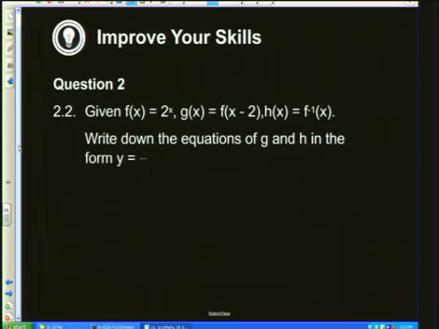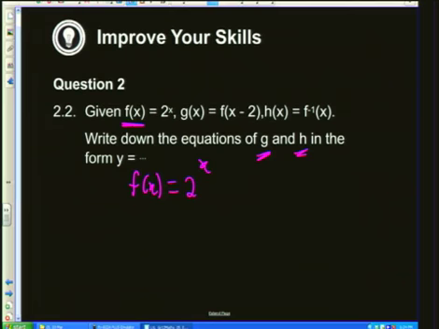Given that f of x equals 2 to exponent x, g of x equals f of x minus 2, and h of x equals the inverse of f. Write down the equation of g and h in the form y equals. So you need to work out what g is, and h. Now, f of x is 2 to exponent x.